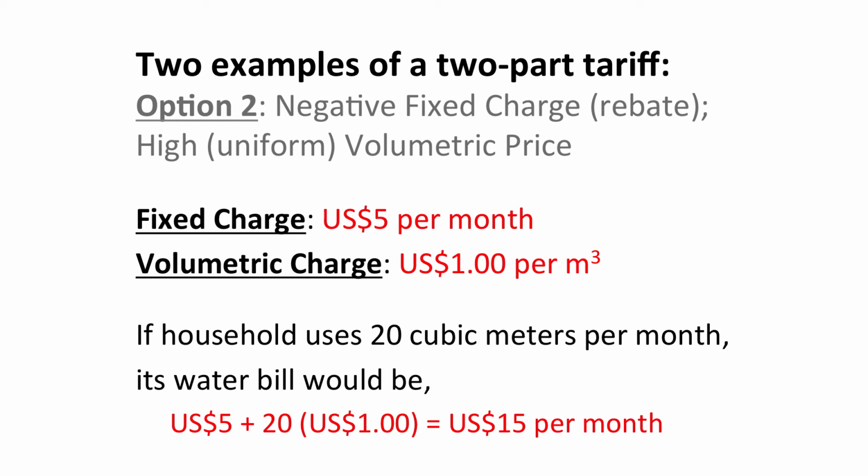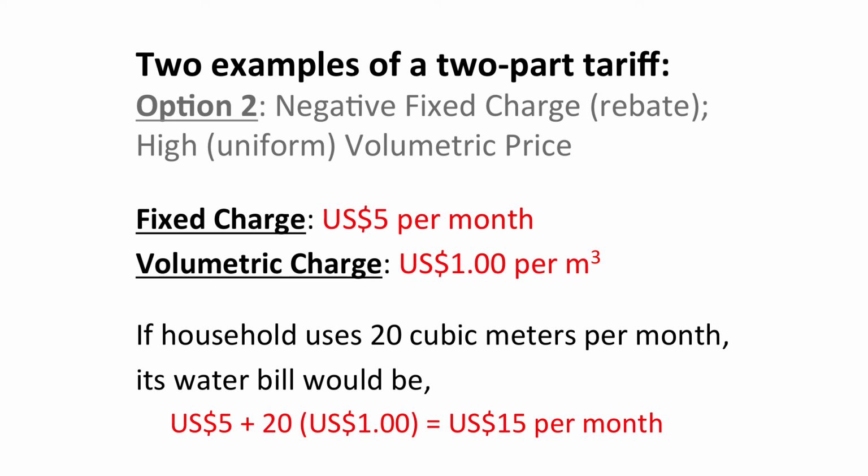Option 2 is a two-part tariff with a negative fixed charge or rebate of -$5 per month. This amount is subtracted from the volumetric component of your water bill. Here the uniform volumetric charge is $1 per cubic meter. Let's say again your household uses 20 cubic meters per month. Your water bill would still be $15 per month. That's a negative fixed charge of $5 and $20 for the volumetric component, equaling $15. In both cases, your household uses 20 cubic meters per month and you pay a water bill of $15 per month.